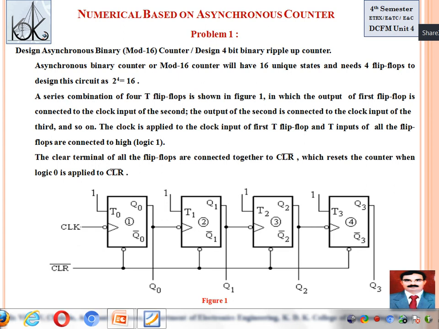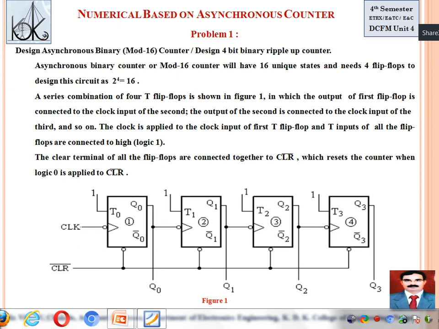Now this is a 4-bit binary up counter, right? Or you can say it is a mod 16. The meaning of mod 16 is modulo 16, where the counter has 16 states. So an asynchronous binary counter will have 16 unique states, which need 4 flip-flops. As you know, 2 to the power 4 is 16, and whenever you consider 4 bits, it starts from 0000 and ends at 1111. So it starts from 0 and ends at 15, right? So the total number of states is 16.